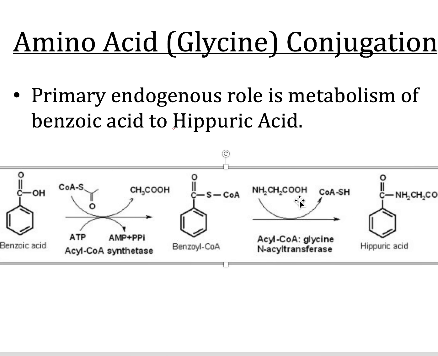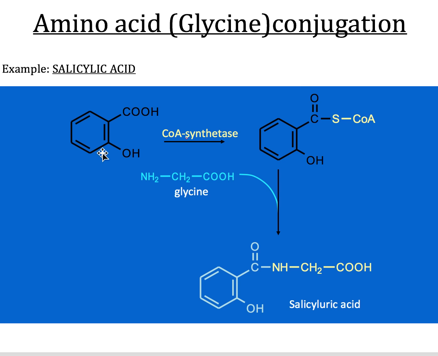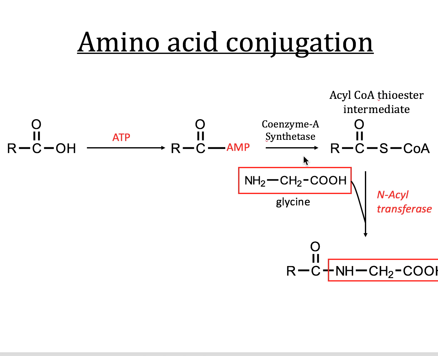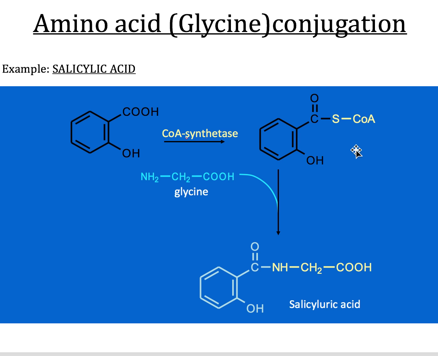Right. Salicylic acid can also undergo this, because whatever has a carboxylic acid can. Usually here the ATP, then the AMP, then the CoA synthetase takes place, and then from there the thioester intermediate is formed. This is the thioester intermediate, and then from there N-acetyltransferase and glycine are used to form this molecule here.